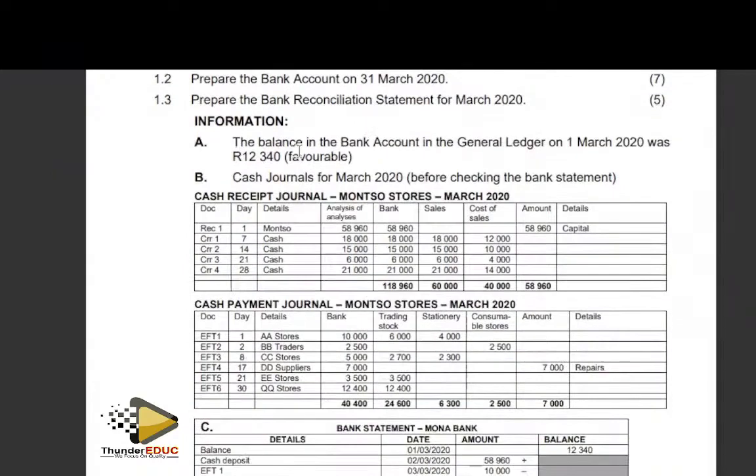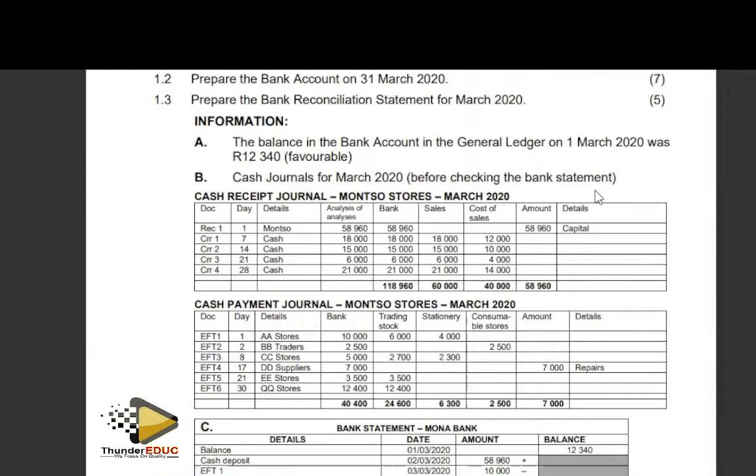Now, this is the information given to you. A, the balance in the bank account in the general ledger on 1 March 2020 was R12,340 favourable. This word favourable is very important because you must check whether it was unfavourable or favourable. I will show you how to use it when you're doing the bank account. B, cash journals for March 2020 before checking the bank statement.